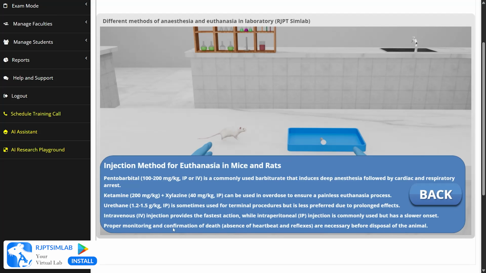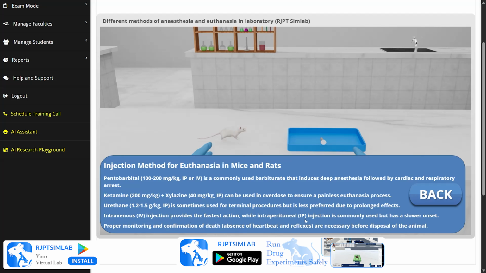Intravenous injection provides the fastest action, while intraperitoneal injection is commonly used but has a slower onset of action. Proper monitoring and confirmation of death, meaning absence of heartbeat and reflexes, are necessary before disposal of the animal. This statement says that we have to confirm the death of the rat by observing the absence of heartbeat and the absence of any reflexes shown by the rat before disposal of the animal.